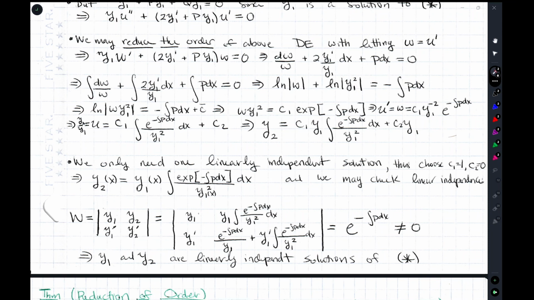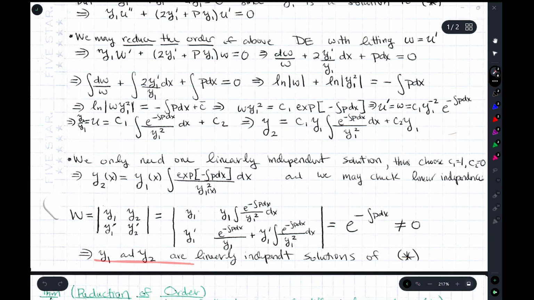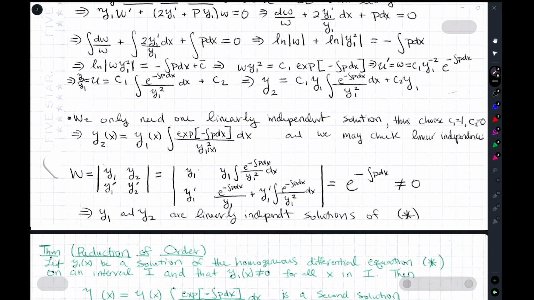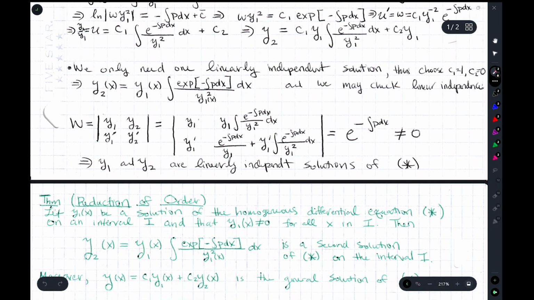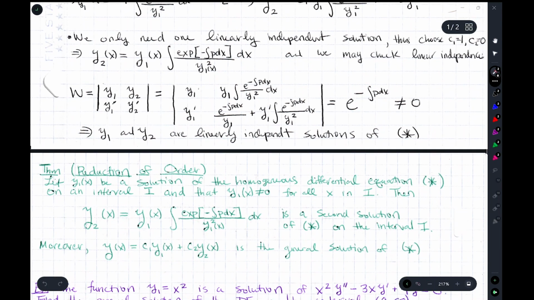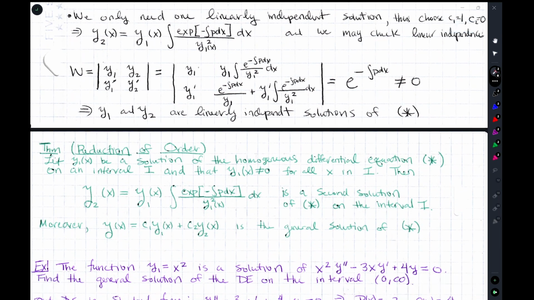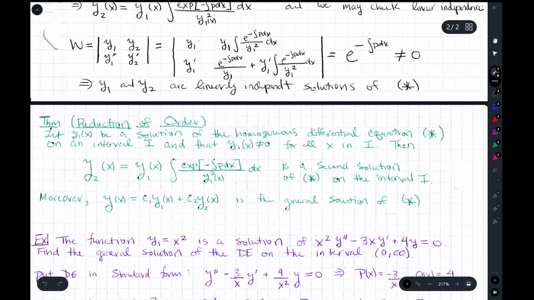So that's non-zero, and because it's non-zero on the interval I that we were looking at, we have that y1 and y2 are linearly independent solutions of star, and they're actually a fundamental set. They both form the fundamental set, and they could give us the general solution. So let's look at this theorem.